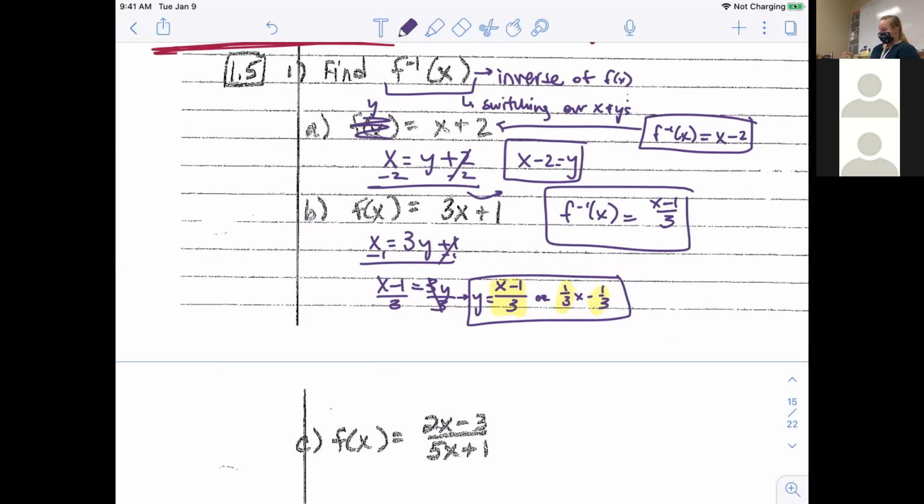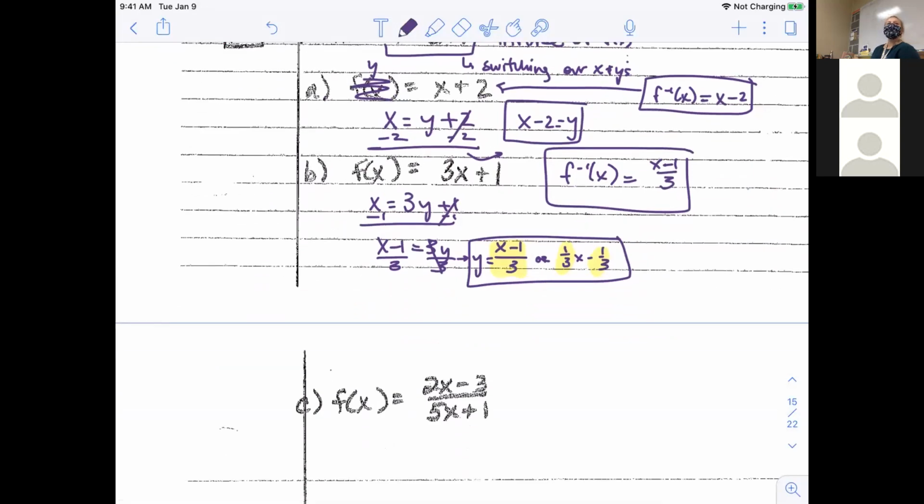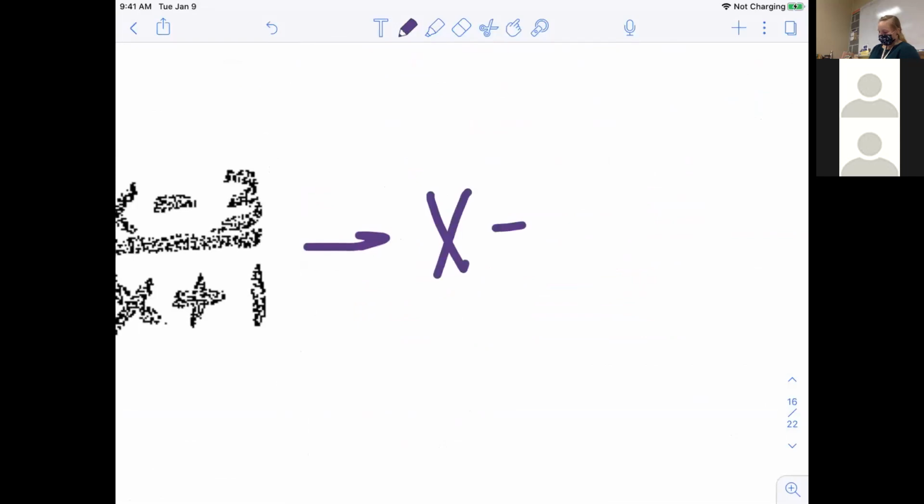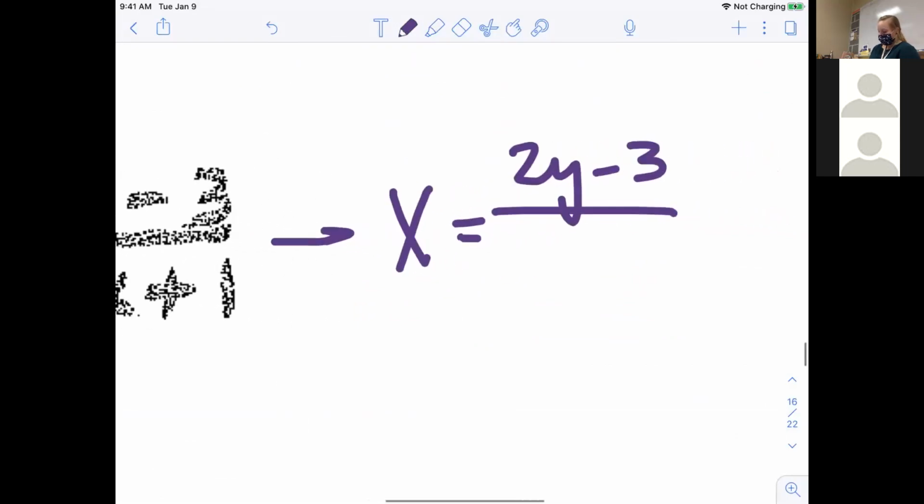All right. The next one, I think this is one of the harder ones. So go to the next page. I've got a fraction with x on top and on bottom. It's the exact same process. It's just the algebra to it can be a little bit more confusing. So let's be careful as we do this. So I'm going to say x equals 2y minus 3 over 5y plus 1.